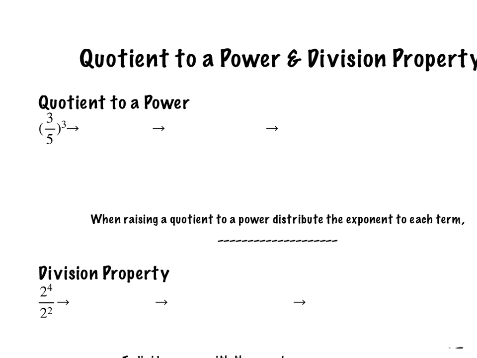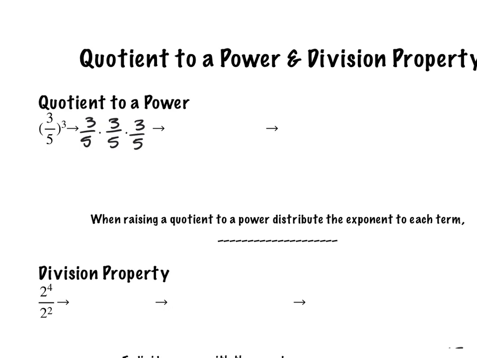So if I want to figure out what happens when I do a quotient to a power, quotient just means division. So I'm looking at 3/5 to the third power. I could rewrite that as 3/5 times 3/5 times 3/5. As far as doing exponents goes, they work the same way with fractions as they do with anything else.